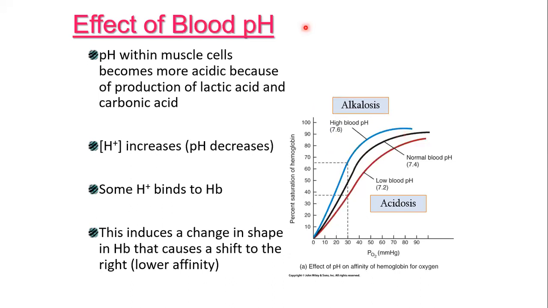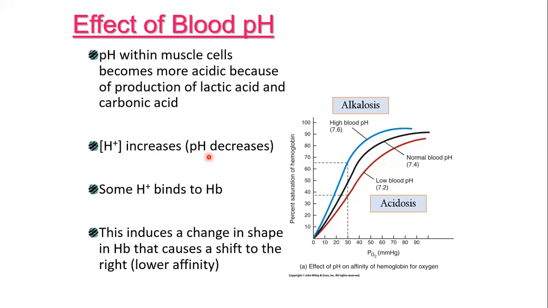Our next factor is blood pH. pH within muscle cells becomes more acidic because of the production of lactic acid and carbonic acid from metabolically active tissues, like exercising muscles. When hydrogen ion increases, pH decreases. As we'll learn later in chapter 27, hydrogen and pH have an inverse relation. More hydrogen ions, low pH, and the opposite.